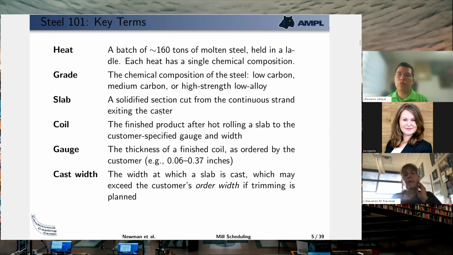Which are rolled to whatever thickness the customer ordered, and that thickness is called the gauge. And finally, we have also the cast width, the width at which a slab is actually cast, which can be wider than the customer's order if trimming is planned. There is a very clear distinction between the cast width and the order width, and that distinction is going to matter a lot when we get to the constraints.